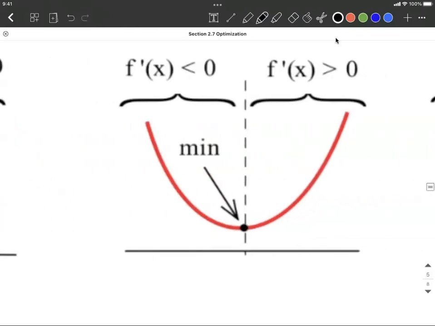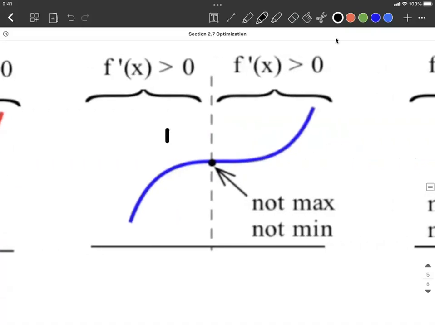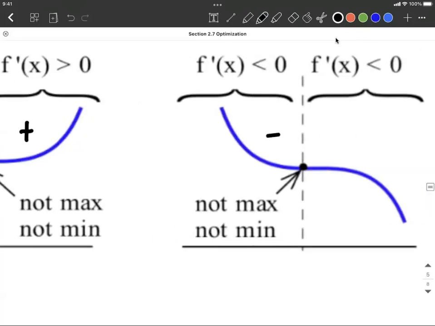Now the opposite is true on an example like this. On the left-hand side, our slopes are negative, the first derivative is negative, and on the right-hand side, it's positive because it's increasing. In those cases, we're going to get a minimum. Now if it doesn't change, if we go from increasing to increasing, we don't get a maximum or minimum. Same is true if you go from decreasing to decreasing on both sides, no maximum or minimum there.